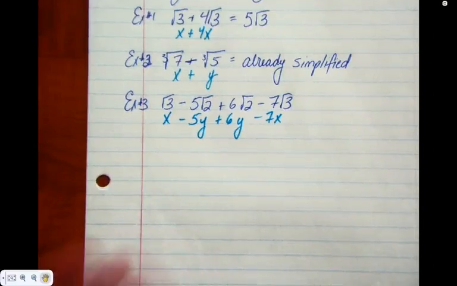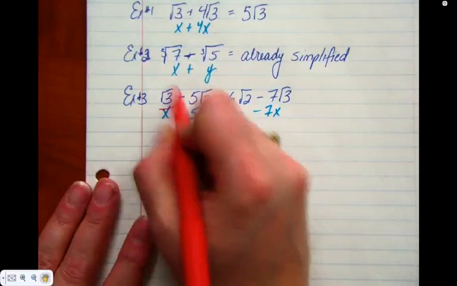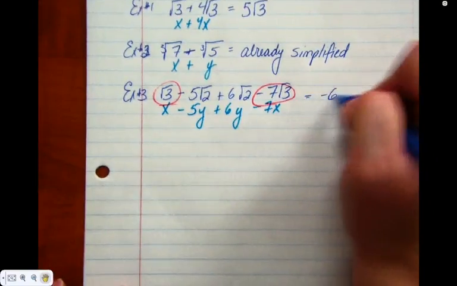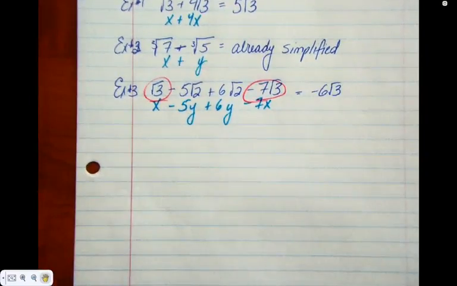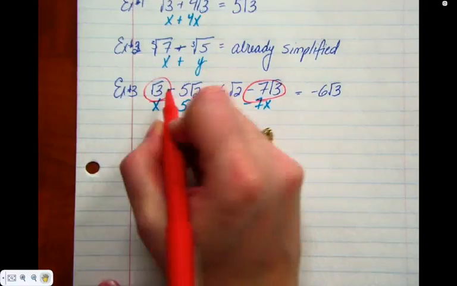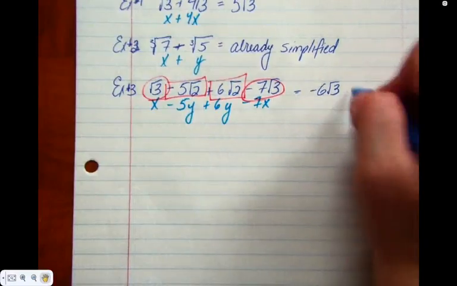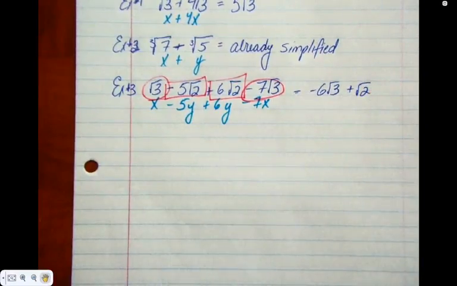Yep, you're a step ahead of me. So again, tactile or visual people sometimes like to circle to group. So if that worked for you with doing algebra, then do the same thing here. So 1 root 3 minus 7 root 3 is negative 6 root 3. And then minus 5 root 2 plus 6 root 2 gives us positive 1, which we don't need to write root 2. Do you see the link to algebra in grade 9?